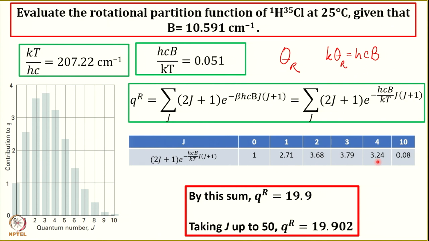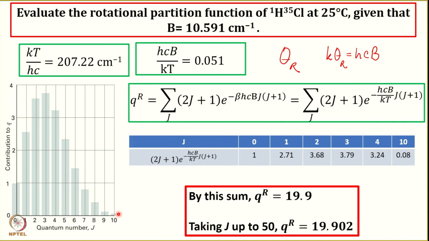You can continue. And when you see that when j is equal to 10, the value is decreasing to a value of 0.08. Look at the trend. 1, 2.71, increase. 3.68, increase. 3.79, increase, increase, decrease. Which is following this trend. You see there is increase and then decrease.